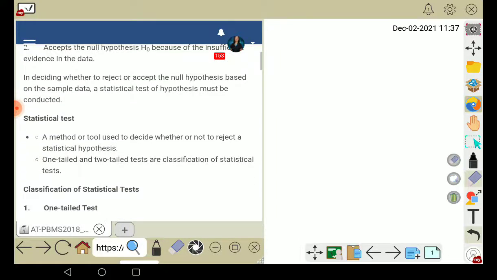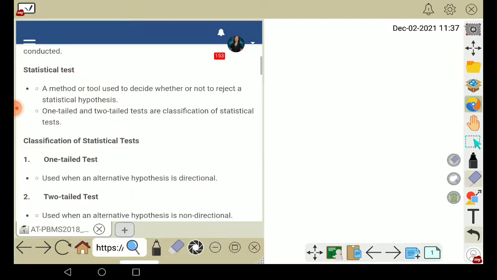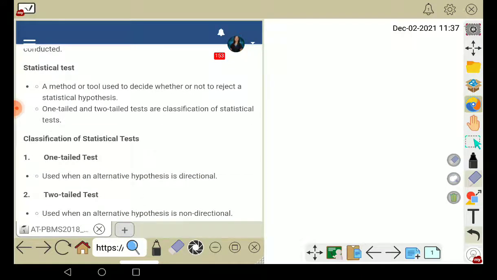We have one-tailed and two-tailed tests, which are classifications of statistical tests. Remember your normal distribution. One-tailed indicates either the right tail or the left tail, and we use it when the alternative hypothesis is directional. The left tail talks about less than, and the right tail talks about greater than or more than.